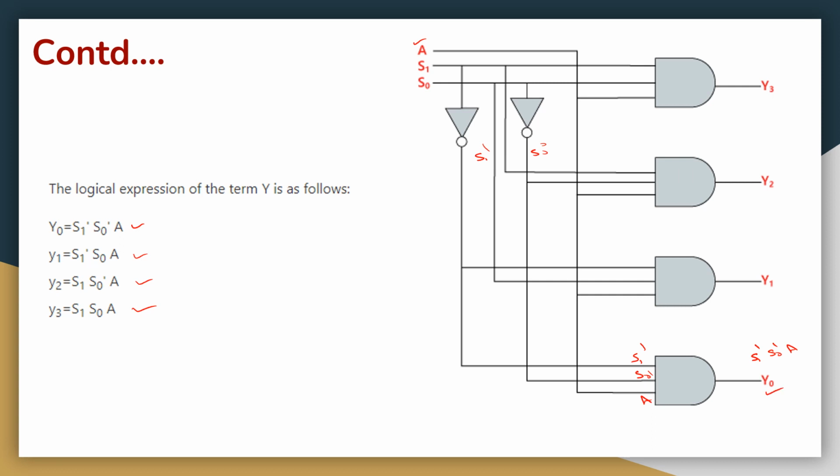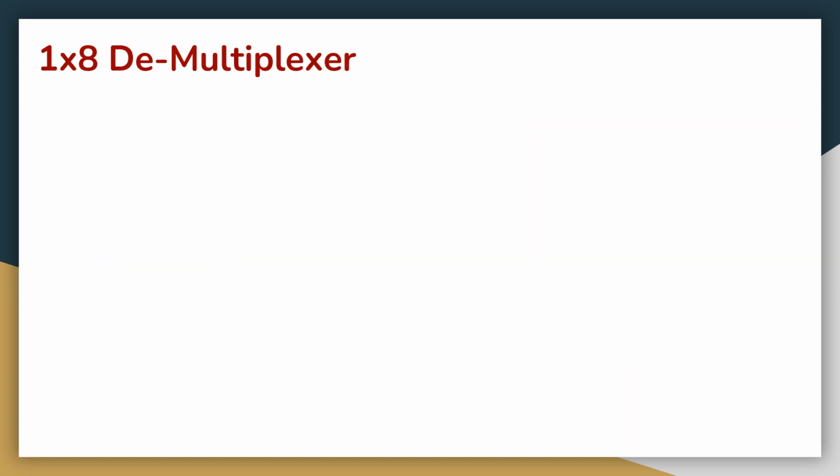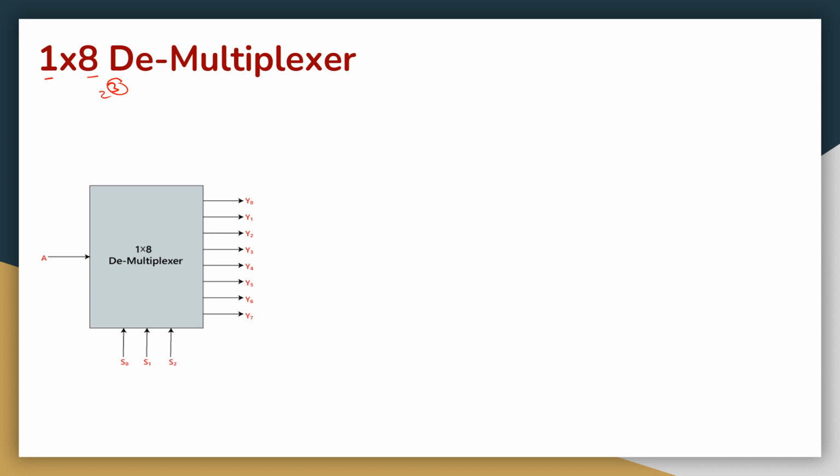Similarly, in the same manner, by using this expression, we can get Y1. Next Y2. Next Y3. Therefore, it is the design part of the 1:4 demultiplexer. The same concept can be extended for the 1:8 demultiplexer. Here 1 is the input and 8 are the outputs. 8 can be written as 2 power 3. So here 3 are the selection lines. So the corresponding diagram is, now see, 1 is the input, 8 outputs. These are 8 outputs and 3 selection lines.